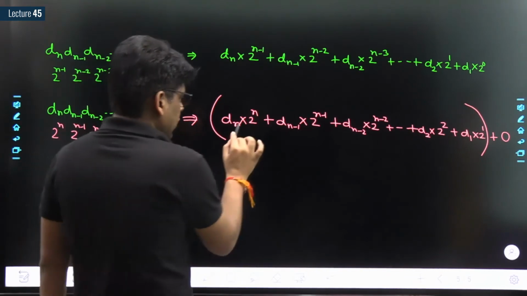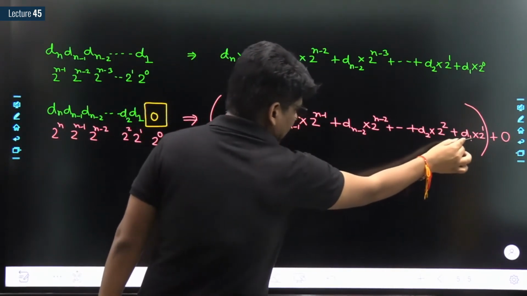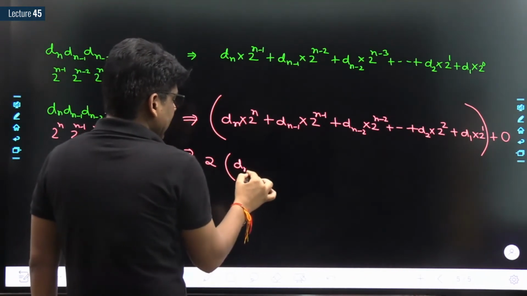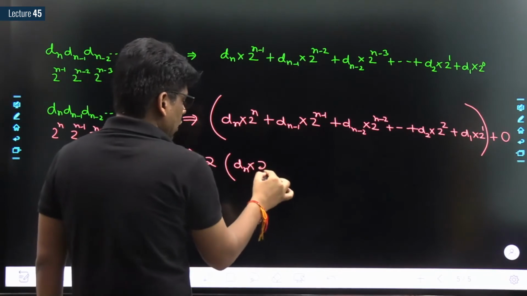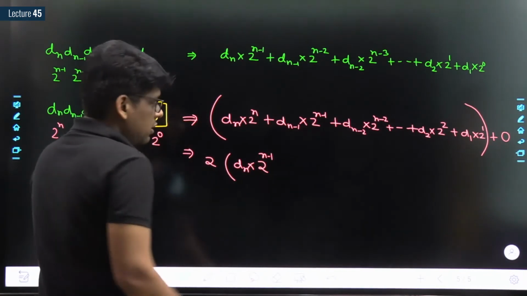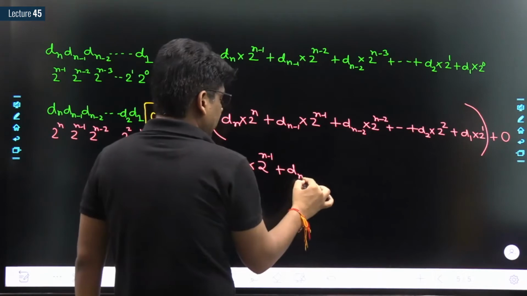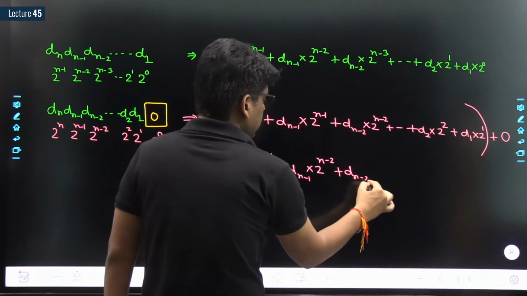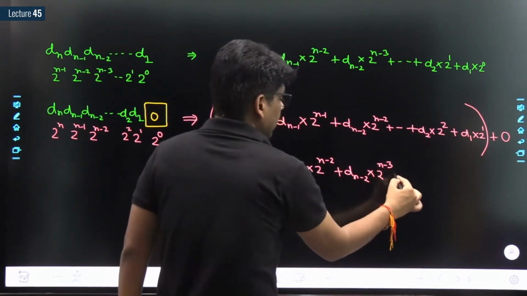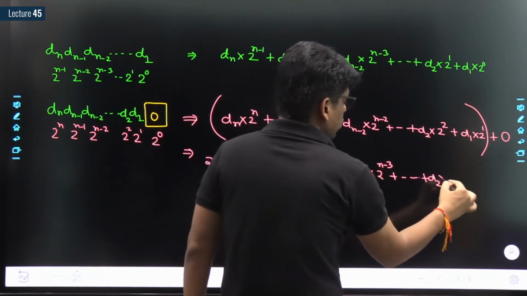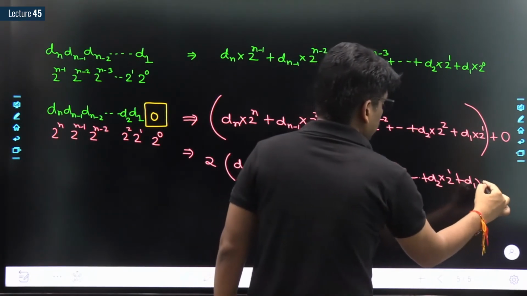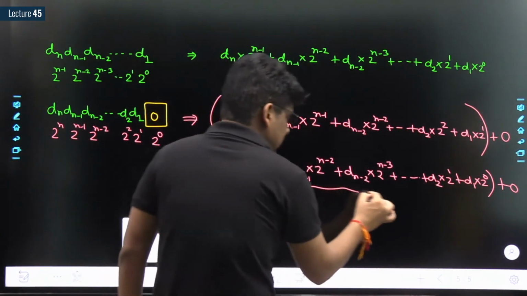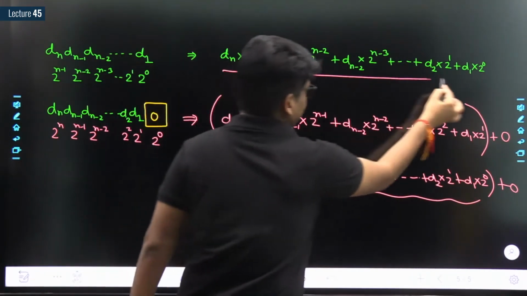Focus on this. 2 to the power n, 2 to the power n minus 1. Is there a 2 common? Yes, I can take a 2 common. Then for dn, previously the power is n, now I can write the power as n minus 1. Dn minus 1 into 2 to the power n minus 2, dn minus 2 into 2 to the power n minus 3, d2 into 2 to the power 1, d1 into 2 to the power 0, plus a 0. What is this value? This is this value, isn't it?